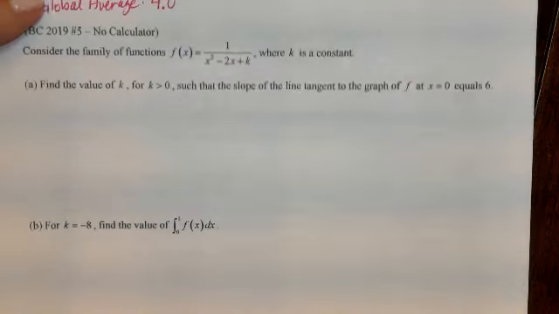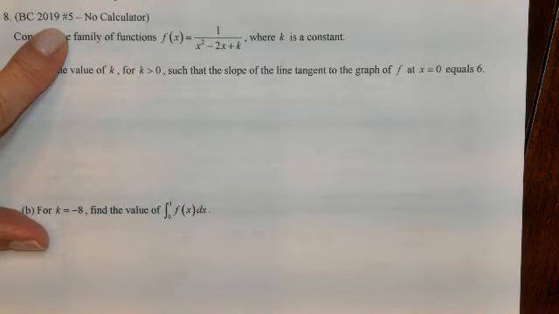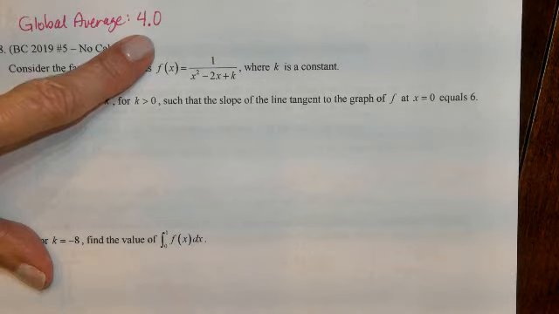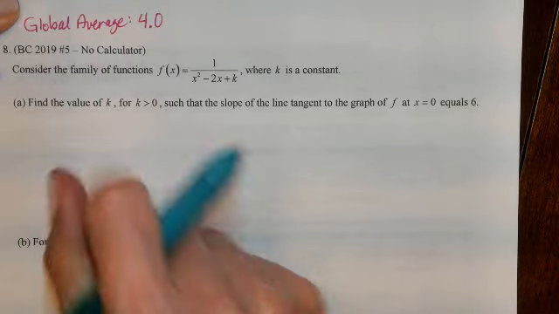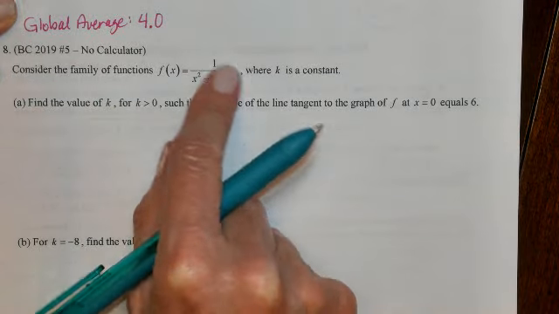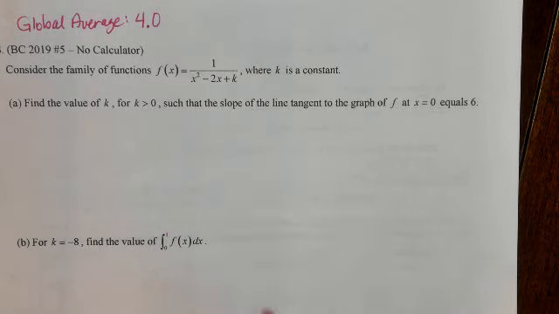Okay, let's move on to this last problem. This is the problem from 2019, and the global average for this problem was 4 points. Okay, here's number 5, no calculator. Consider the family of functions this. So this is another one of these. Here's f of x, and there's a k involved. They can let k be anything and give us lots to do with it.